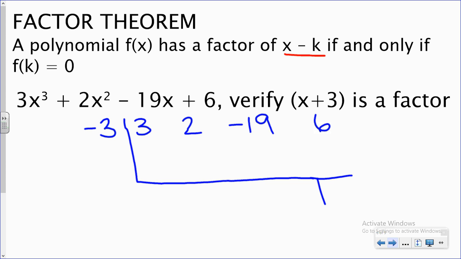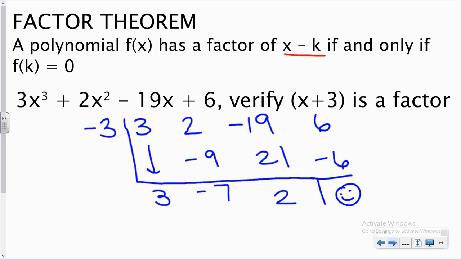Wait, you're done? What remainder do we get? We got a remainder of 0. Look at that. Okay, this is verifying that x plus 3 is a factor. Now, if I asked you to verify, this would be all the work that I would need.